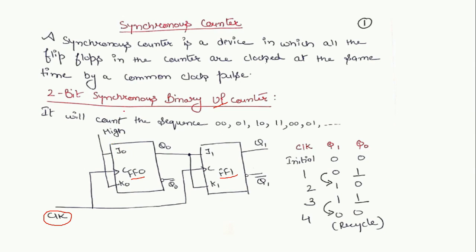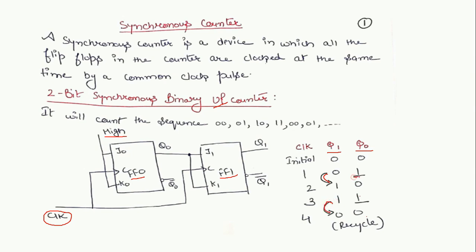To discuss the operation of the 2-bit synchronous binary up counter, we will see the truth table. First of all, Q0. Q0 is going to toggle at every clock cycle: 0, 1, 0, 1, 0. That means flip-flop number 0 must toggle at every clock cycle. That is why J0 and K0 are connected with a high signal. On the other hand, what about Q1? Q1 is going to toggle here and here.